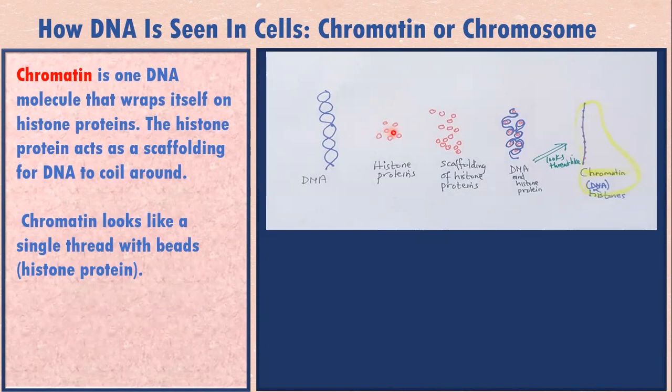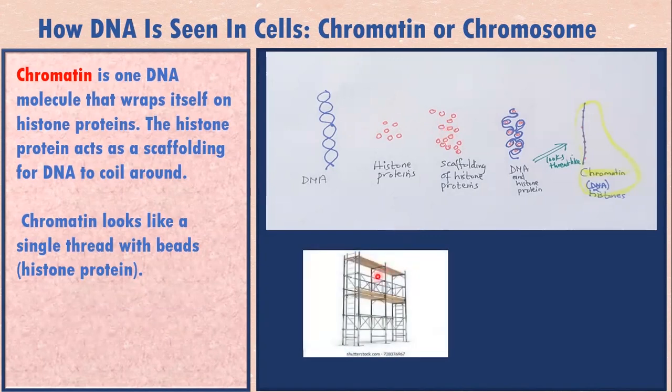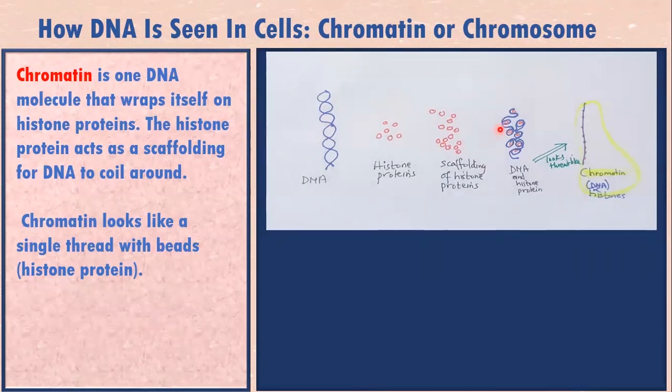So the DNA has proteins, the histone proteins, which form like scaffolding on which the DNA winds itself. Scaffolding is just like a bridge, and the DNA molecule wraps itself around the histone, which serves as the scaffolding. And the whole structure, because it is very thin, is seen as a thread, like chromatin here. So that is chromatin: DNA with histone, looking like a thread.